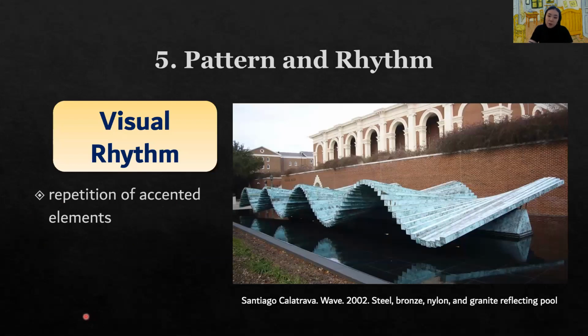So visual rhythm depends on the repetition of accented elements, usually shapes. So it literally shows a rhythm in a visual way, like this sculpture. And we can see waves of rhythm through this sculpture.